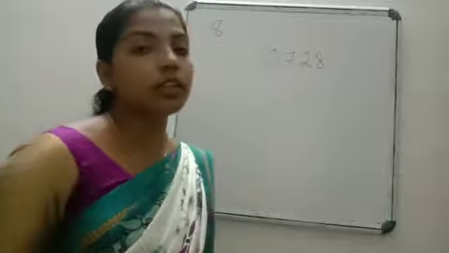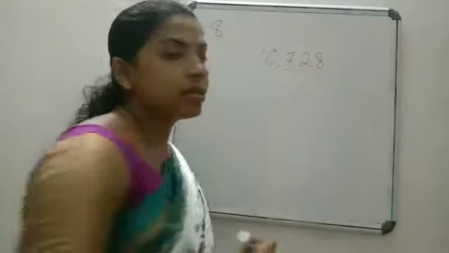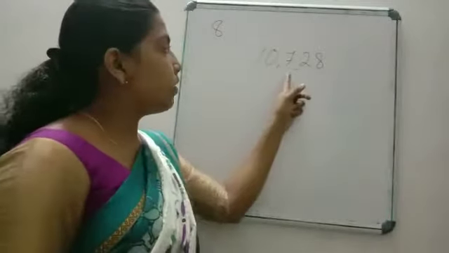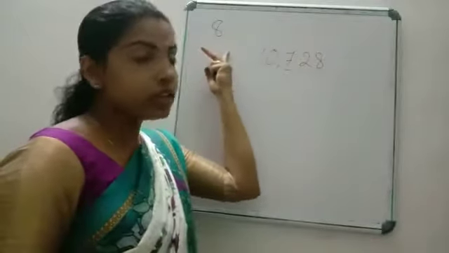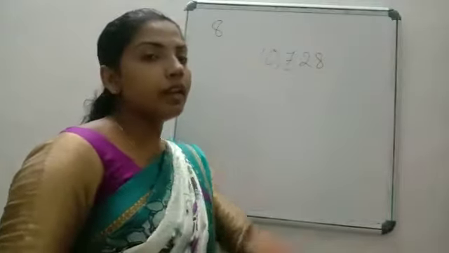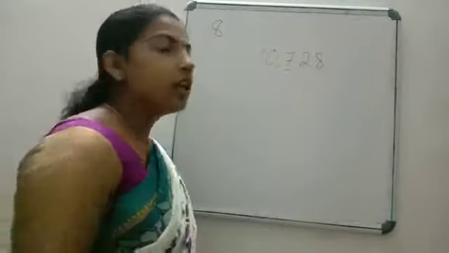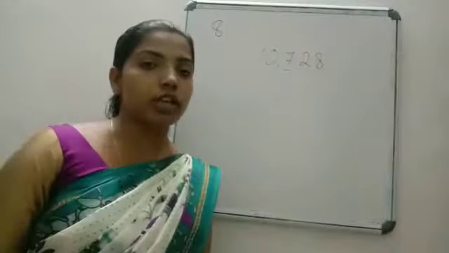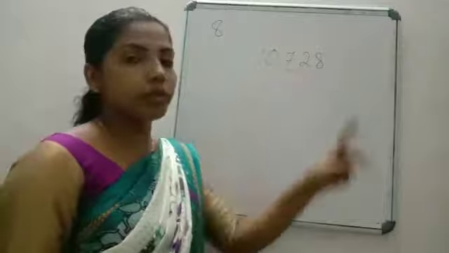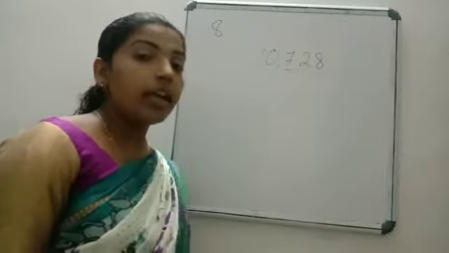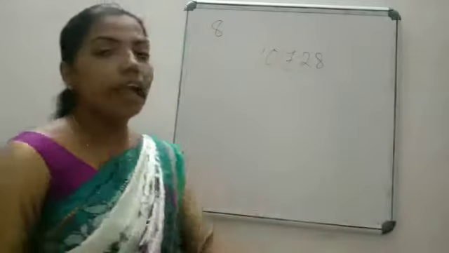10,728. We have to check whether this given number is divisible by 8. For that, take the last three numbers, that is the numbers in the ones, tens and hundreds place. 728. If this 728 is divisible by 8, then this given number will also be divisible by 8. How can we check the divisibility of 728 by 8? You can just do the normal division and check. And if the remainder is 0, then we can say that 728 is divisible by 8. Then 10,728 is divisible by 8 also.